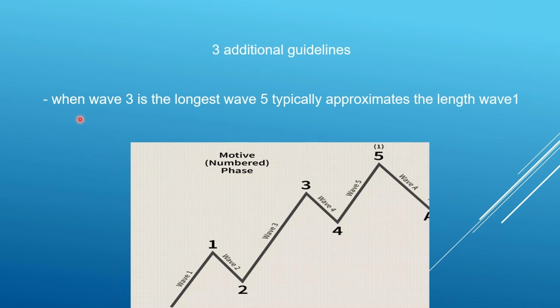First is when wave 3 is the longest wave. Wave 5 typically approximates the length of wave 1. It's like it copies it. So if wave 3 is the longest, 80% of the time wave 5 will be as long as wave 1. This is a guideline. This is not a must, but it's a guideline. 80% of the time it happens.